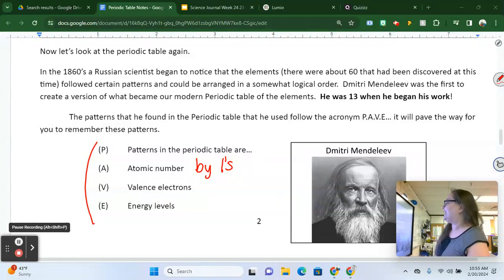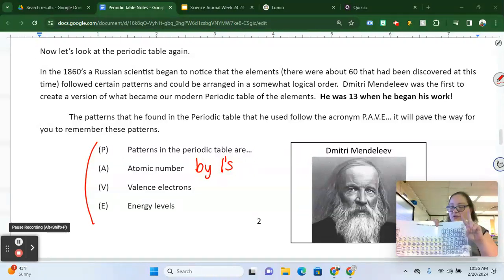17 has 7. And 18 has 8, except for helium, because helium doesn't need 8 to be full. Helium and hydrogen only need 2 to be full. But everybody else has 8 valence electrons in that column. So the pattern is 1, 2, skip a few, 3, 4, 5, 6, 7, 8.